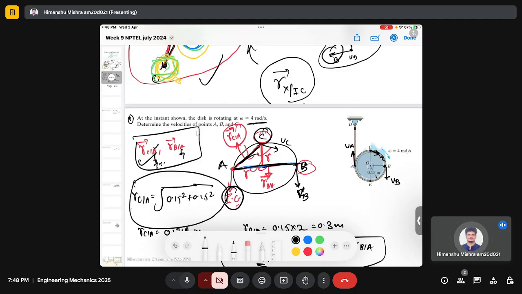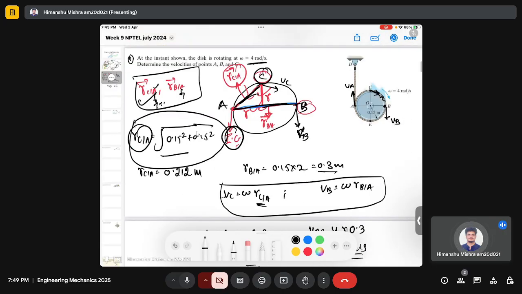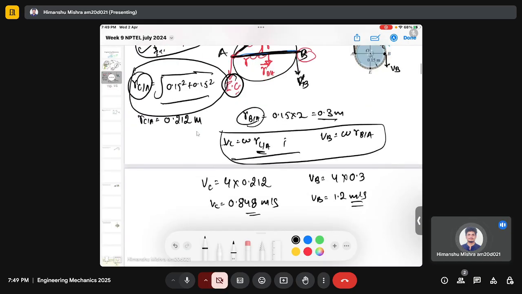So previously, whenever we were solving problems, we did not put much emphasis on this position vector, because we saw that in many problems we can easily solve without it. We were not very worried about the position vector, but when we use the instantaneous center method, it is very crucial to determine this position vector. So we determine the position vector by using Pythagoras theorem, and for the position vector between B and the instantaneous center, it is very easy because it was just a diameter. So once we get that, then we use our general equations to calculate the velocity.